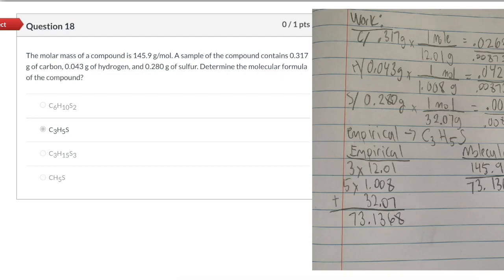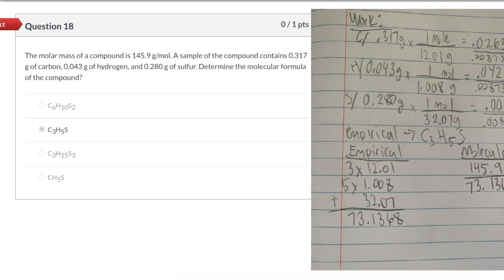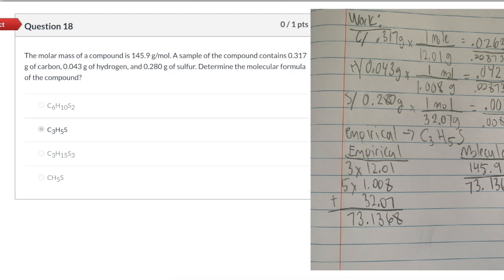Okay, so the question is, the molar mass of a compound is 145.9 grams per mole. A sample of the compound contains 0.317 grams of carbon, 0.043 grams of hydrogen, and 0.280 grams of sulfur. Determine the molecular formula of the compound. So, that question is asking us to find the molecular formula, but we don't know what that is yet.